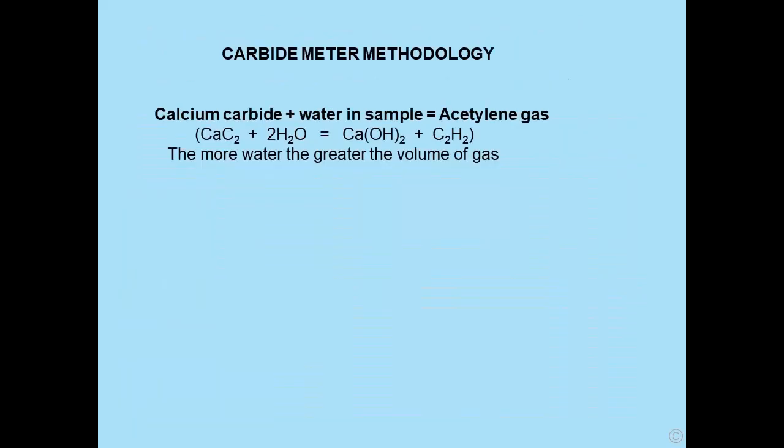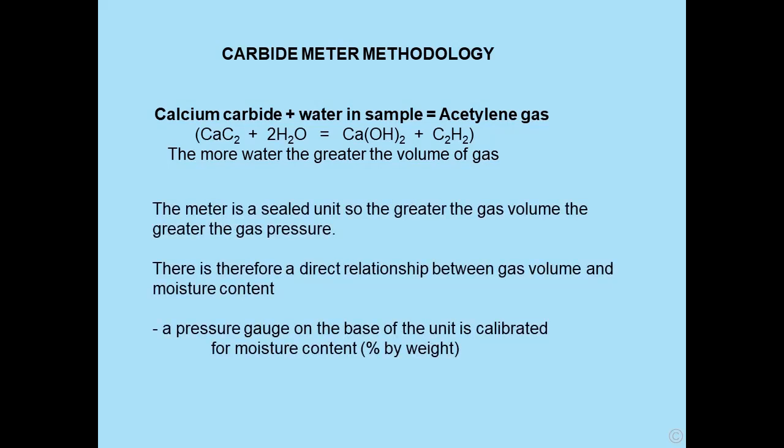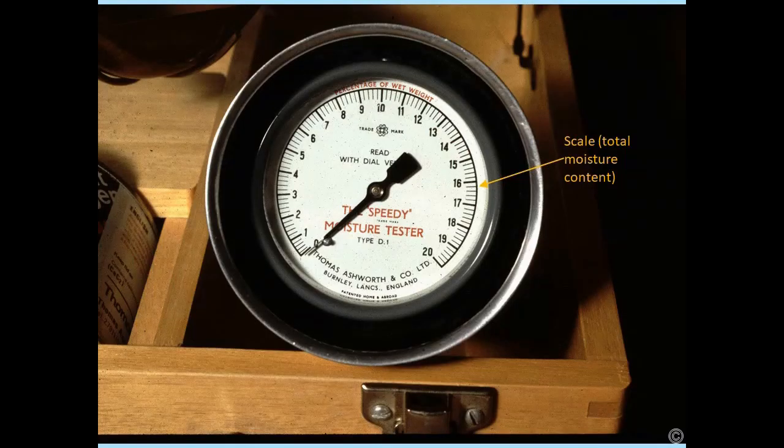And the principle is quite simple. Calcium carbide, a speedy reagent, reacts with water in the sample to produce acetylene gas. The more water, the greater the volume of gas. The system effectively is a sealed system, so the more gas, the greater the gas pressure. And therefore there's a direct relationship between gas volume, gas pressure and moisture content. And there is a pressure gauge on the base of the unit which is calibrated for total moisture content by weight. And that's the scale.